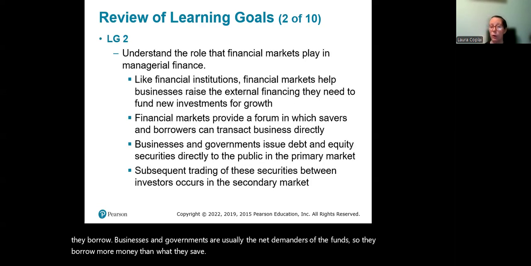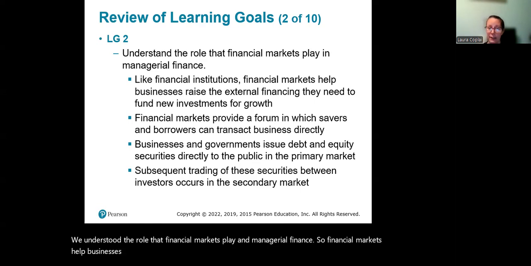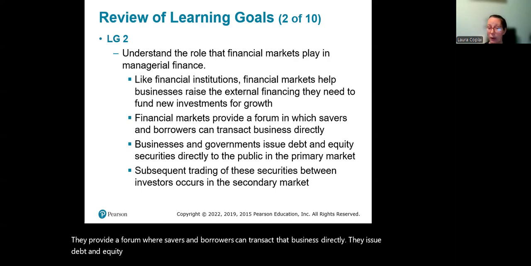We understood the role that financial markets play in managerial finance. Financial markets help businesses raise the external financing that they need to fund new investments for growth. They provide a forum where savers and borrowers can transact that business directly. They issue debt and equity securities directly to the public in the primary market. We have subsequent trading of those securities in a secondary market.